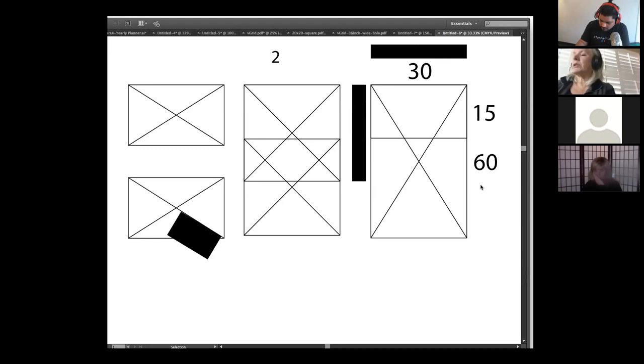So it's going to take some practice. Or you just print out the grids. Which is what I did.